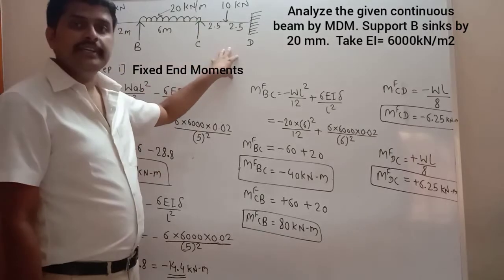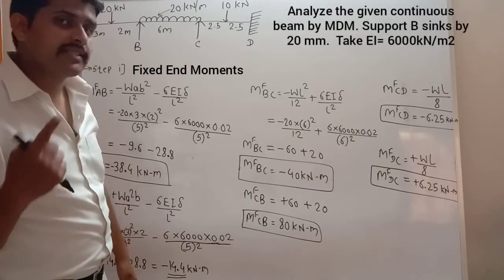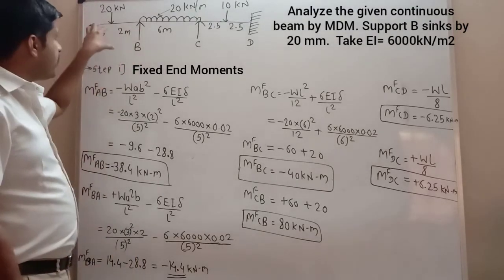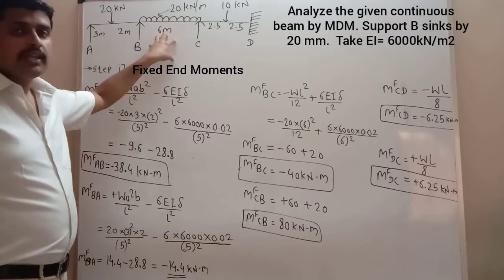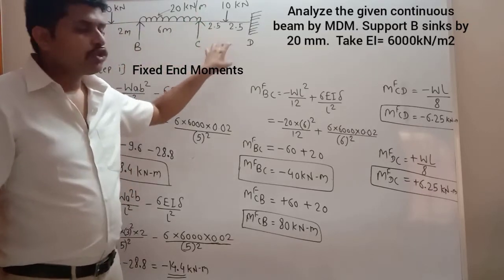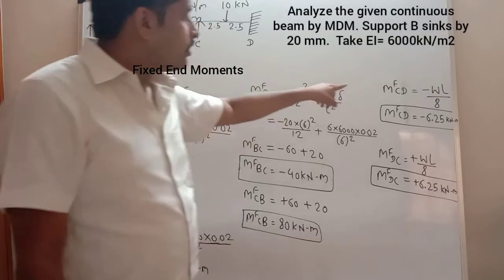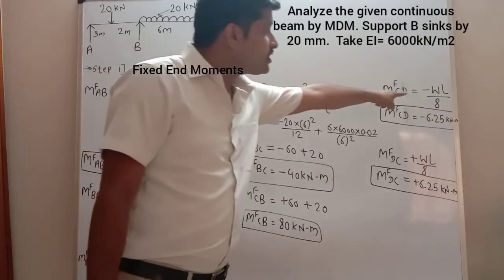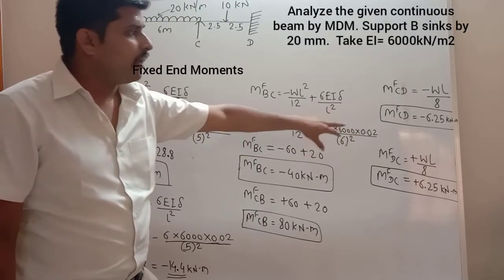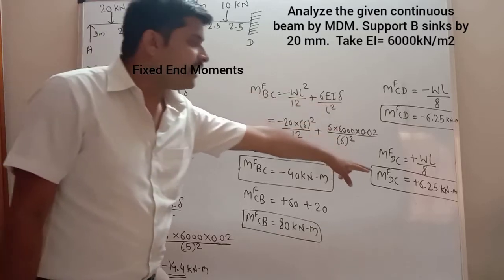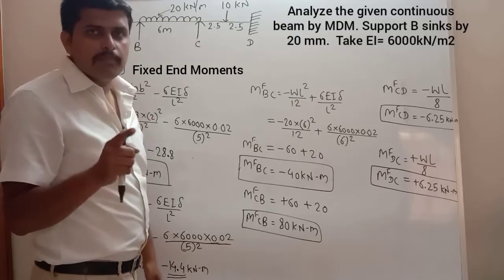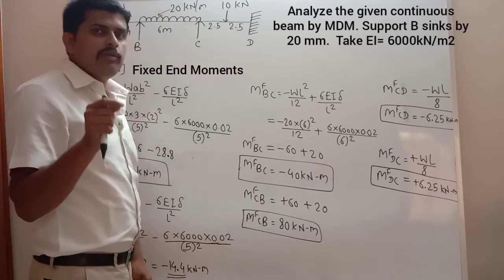Now for span CD, is there any settlement for span CD? No, because the effect of settlement is only for span AB and span BC. There is no effect of settlement of support B on span CD. So for MFCD, the fixed moment formula will be only minus WL by 8, and for DC it will be plus WL by 8. So the values will be minus 6.25 and plus 6.25. So this is our step number 1, that is fixed end moments.